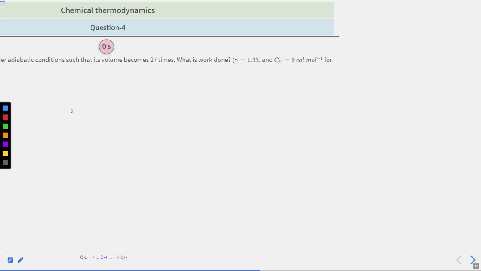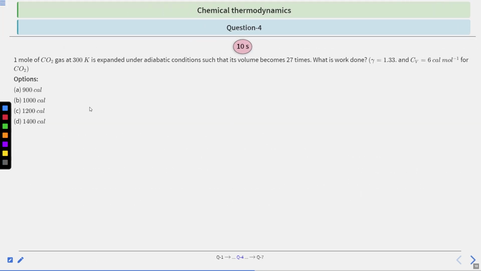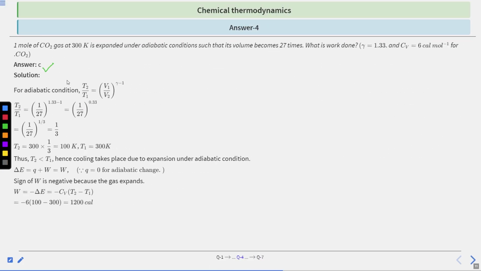Okay, so the correct answer will be option C, that is 1200 calorie. So let's see how. For adiabatic condition, we can write T2 divided by T1 equals V1 divided by V2 to the power gamma minus 1. On putting the values, if V1 is V, V2 will be 27 times V. So 1 by 27 will be the ratio.